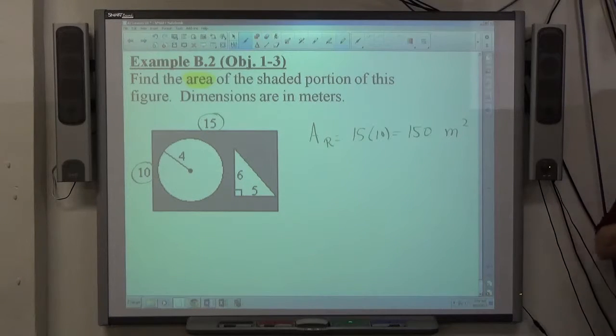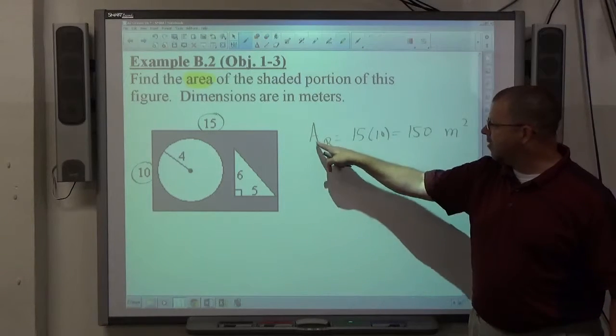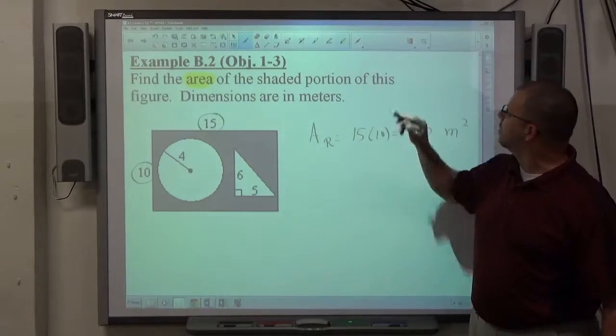For me personally, I like to use subscripted variables here to represent things. There are different figures. I have a rectangle, a circle, and a triangle. So A sub r represents the area of the rectangle.